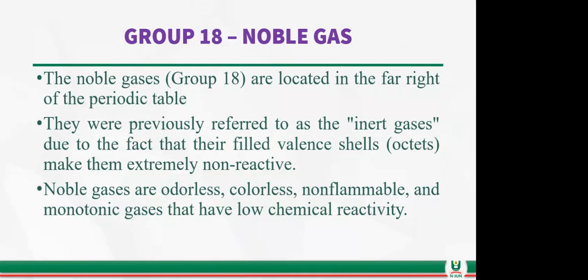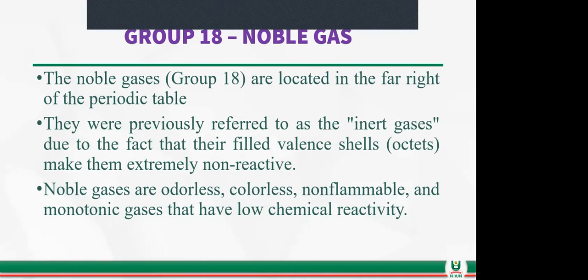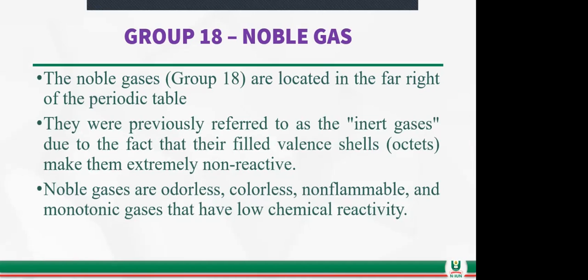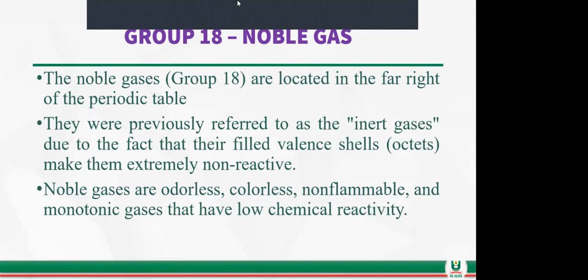And that leads us to group 18, which are called the noble gases. The noble gases, which are group 18, are located at the far right of the periodic table. They constitute the last column to the far right of our periodic table.